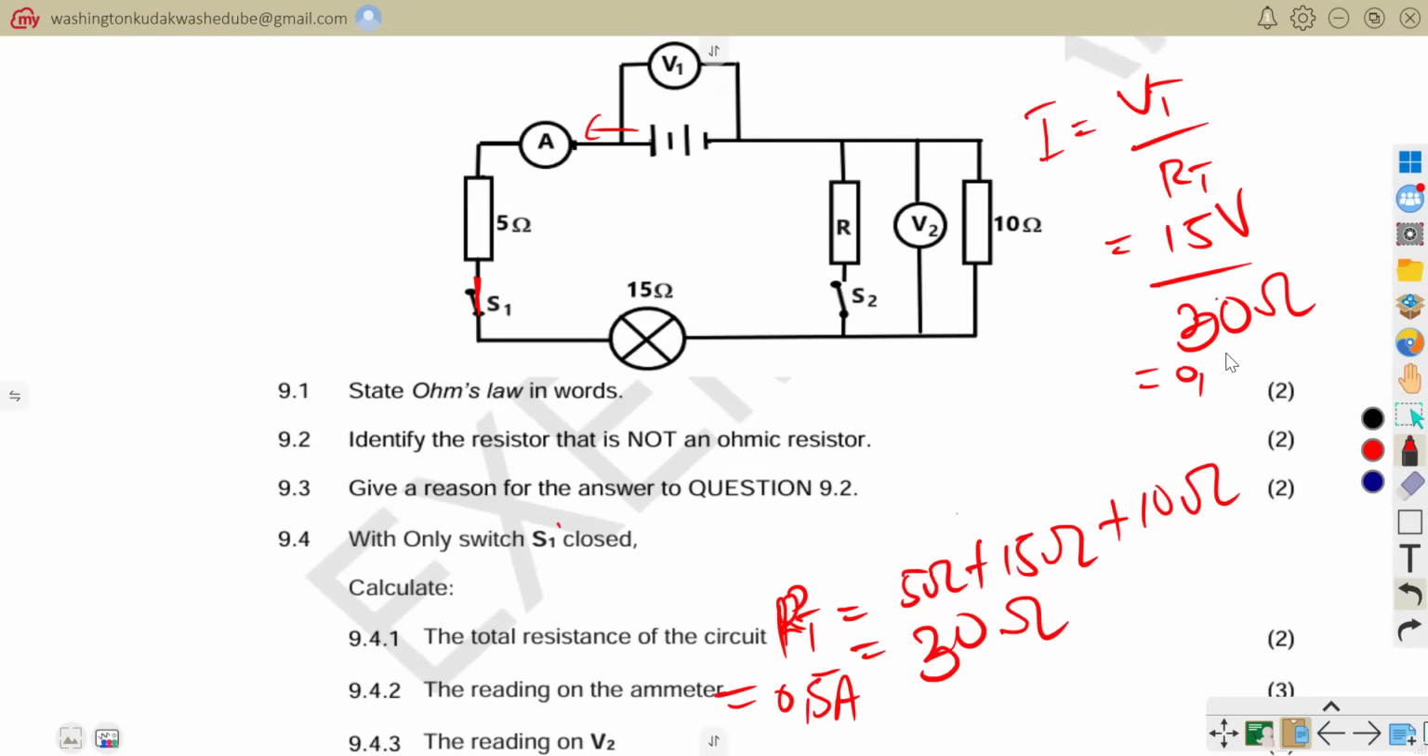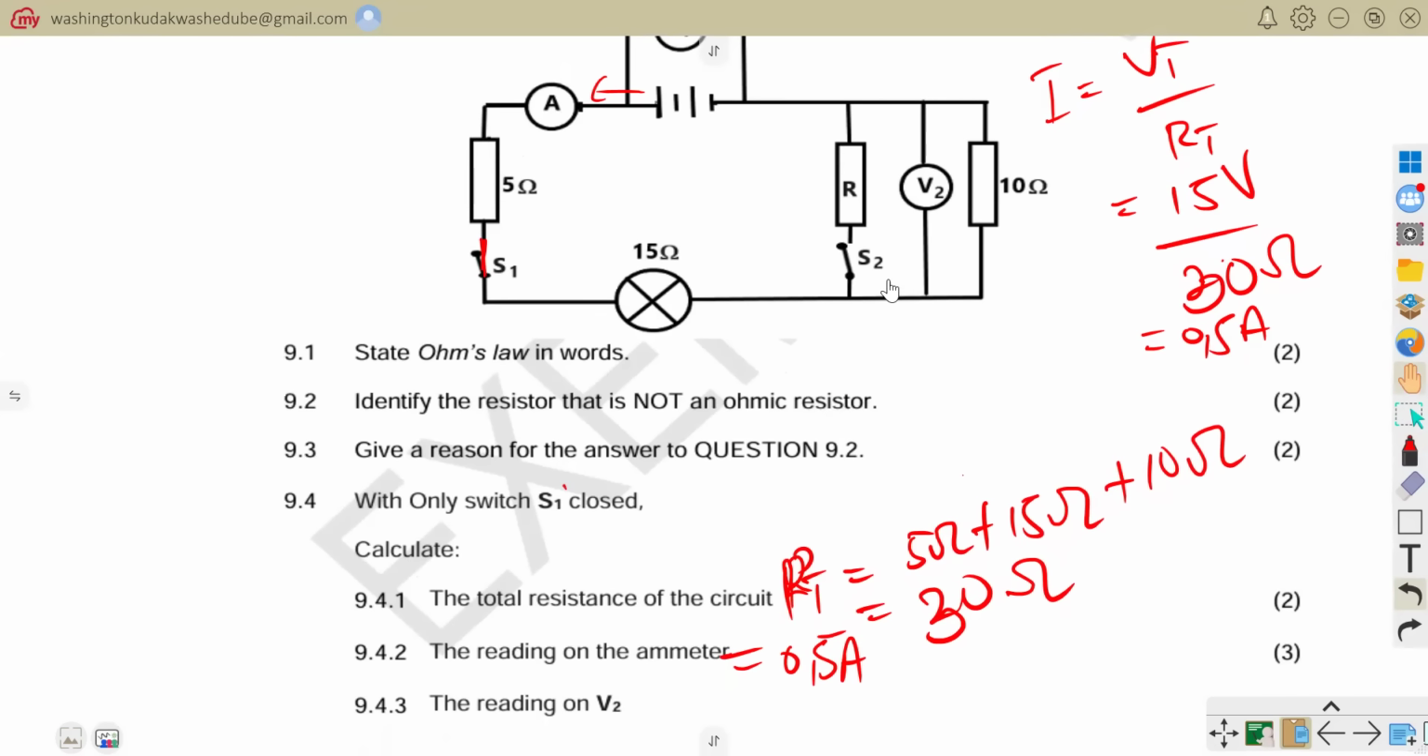So here it will be 0.5 amps. That is what you are supposed to calculate there. Now they are saying the reading here, so the reading here is on the parallel circuit. What we are saying is, if we get to know the current that is passing through each, we can know the voltage that is passing through each.